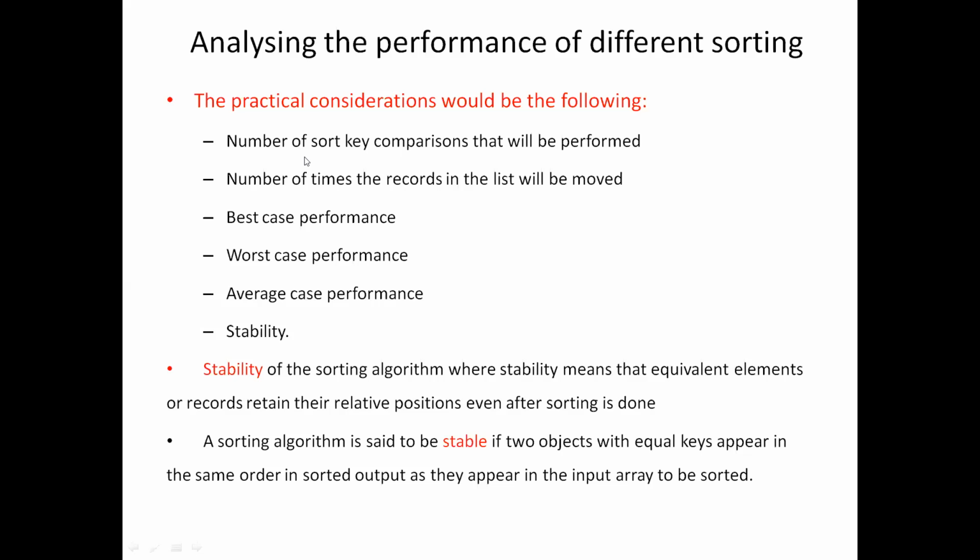The analysis covers the number of sort key comparisons that will be performed, and the number of times the records in the list will be moved. If you want to sort a list, how many times a particular record or more than one record is moved within the array, that we will see. Then the best case performance, worst case performance, and average case performance.